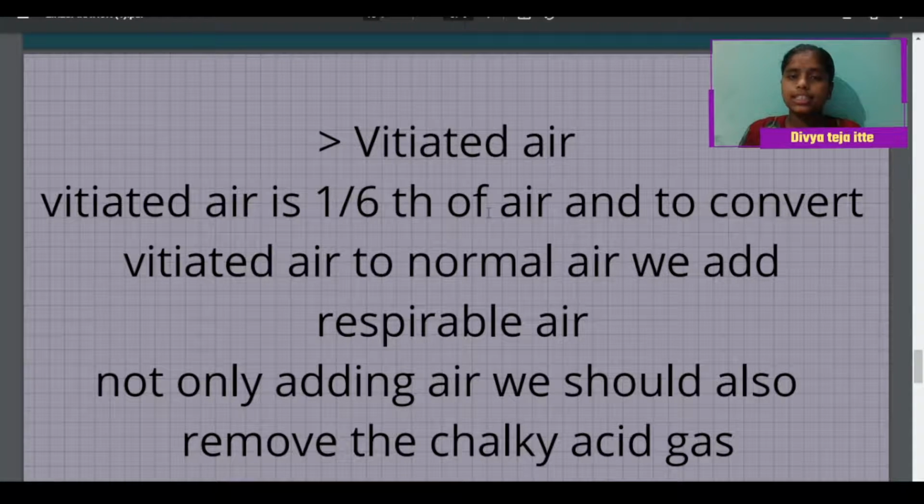Not only that, we should also remove the chalky acid gas, because vitiated air contains some amount of chalky acid gas. So to convert the vitiated air into normal air, first we should add the respirable air and remove the chalky acid gas. Chalky acid gas is simply CO2. Okay, we should remove the CO2.